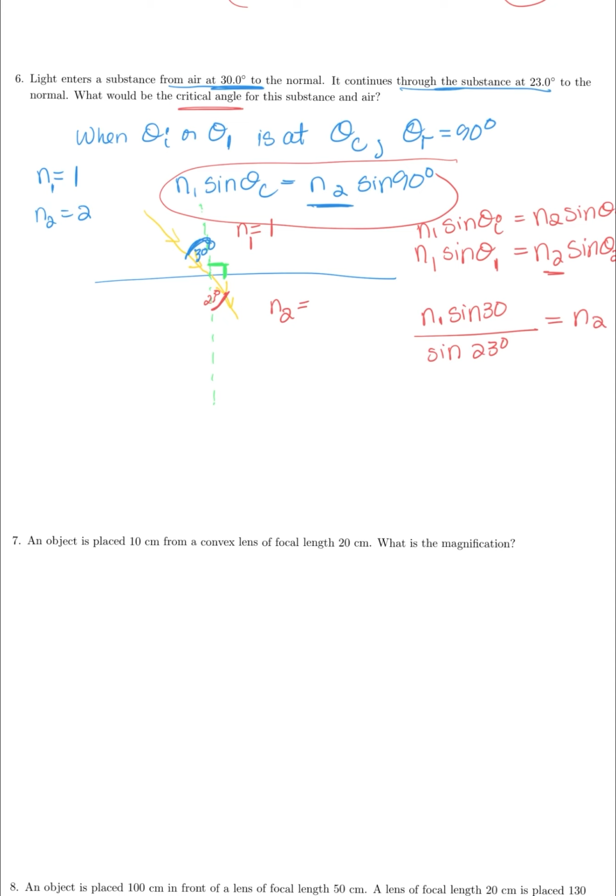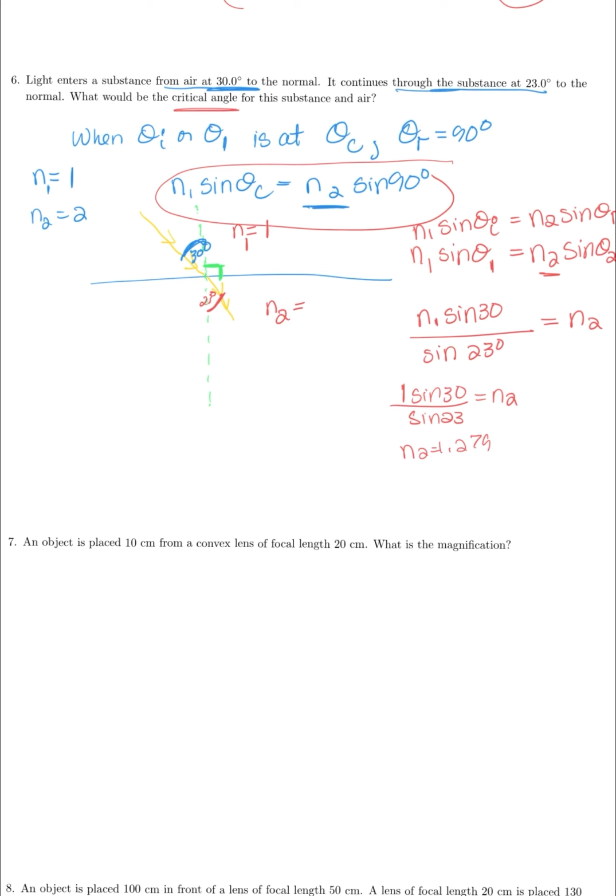Okay, so N1 we know is 1 times sine 30 over sine of 23. And let's find out what our index of refraction is. That means the ratio of the speed of light to the velocity of light through that particular material. Let's see, put that in our calculators. And I get that N2 equals 1.27965. Oh, okay, something's going on here. Hold on. Okay.